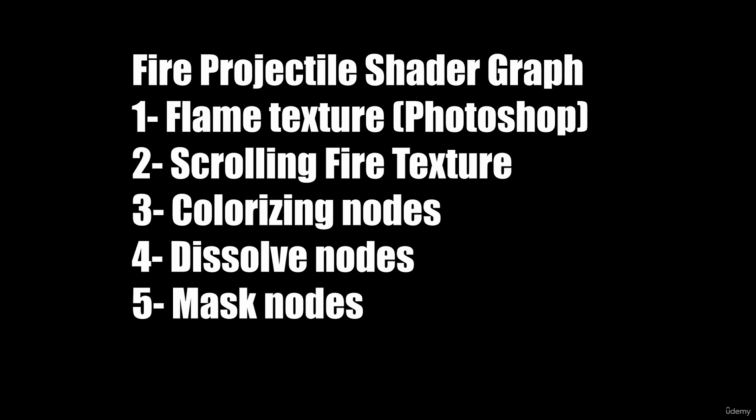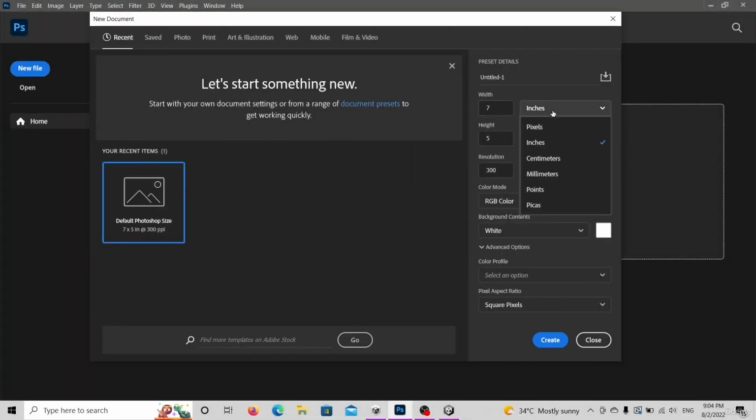So we will create a random noise that dissolves the flames as they go to the left or to the right of the screen. And as a final additional step, we can create a mask that fades the edges of the flames nicely. So as we planned, let's start by creating the flames texture inside Adobe Photoshop.